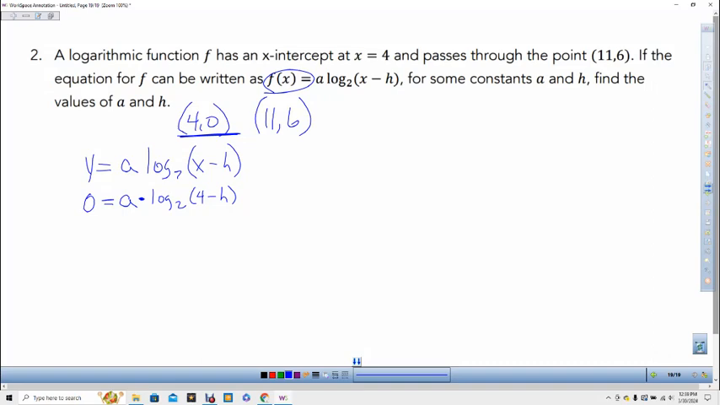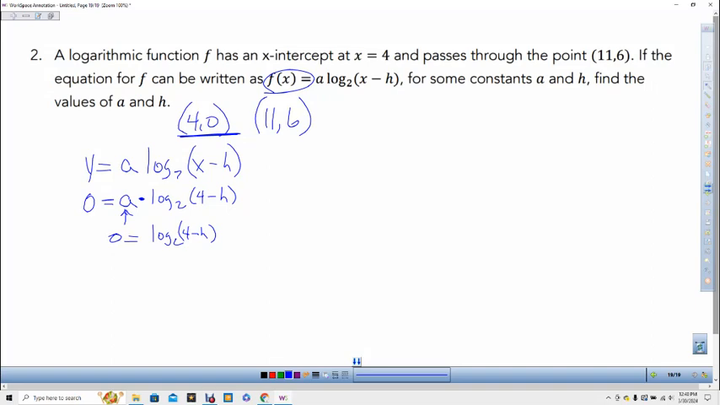So we're going to assume that a is not 0. Typically, because if a is 0, then there is no expression. It's just always going to be 0. So let's not think of a as 0. But what about log base 2 of 4 minus h? If it equals 0, then this thing's going to be equal to 0 the same way. But what's the only way that this is going to be equal to 0?